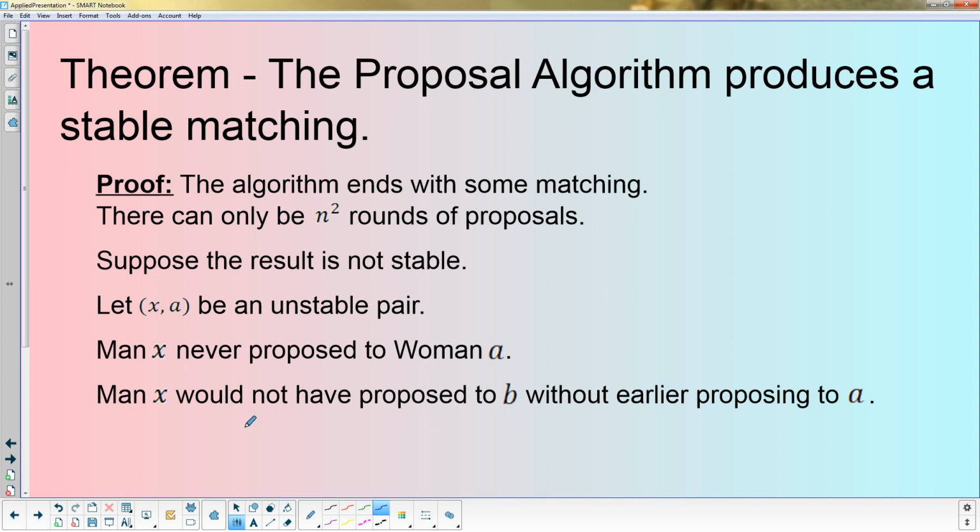But to really drive this contradiction home, man X would not have proposed to woman B without earlier proposing to woman A, really meaning that man X's list would look something like, somewhere along the road he would hit woman B and then later woman A. So this would not actually be an unstable pair, because for that to be the case, A would have to be above B, and since he got paired up with B prior to the end, he actually prefers B to A. So this is not an unstable pair, which means the matching is stable.